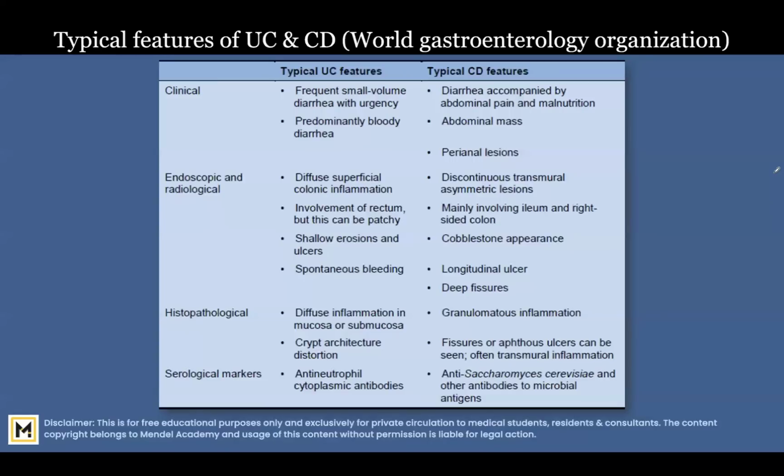Yeah, you can review these in half a minute. I'll just tell you what. These are the criteria given by the World Gastroenterology Organization. These are the typical features of ulcerative colitis in this column, and these are the features of Crohn disease.